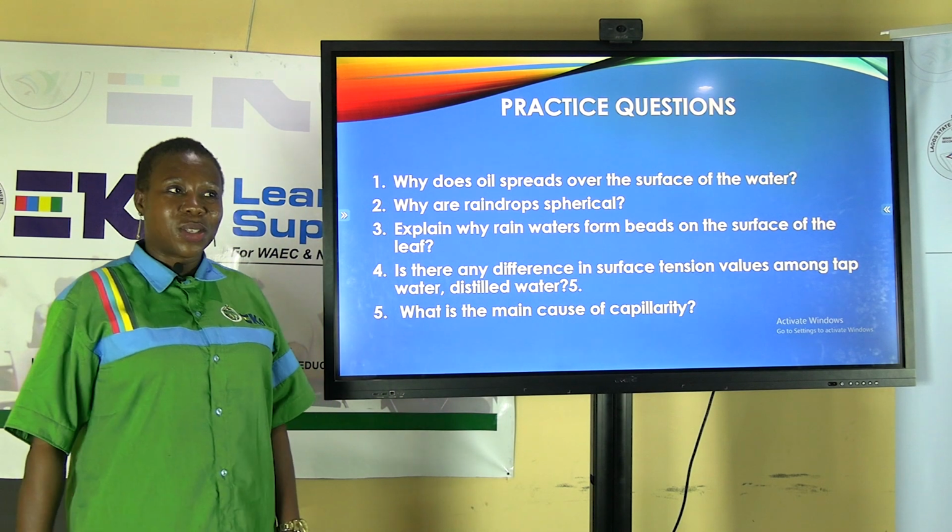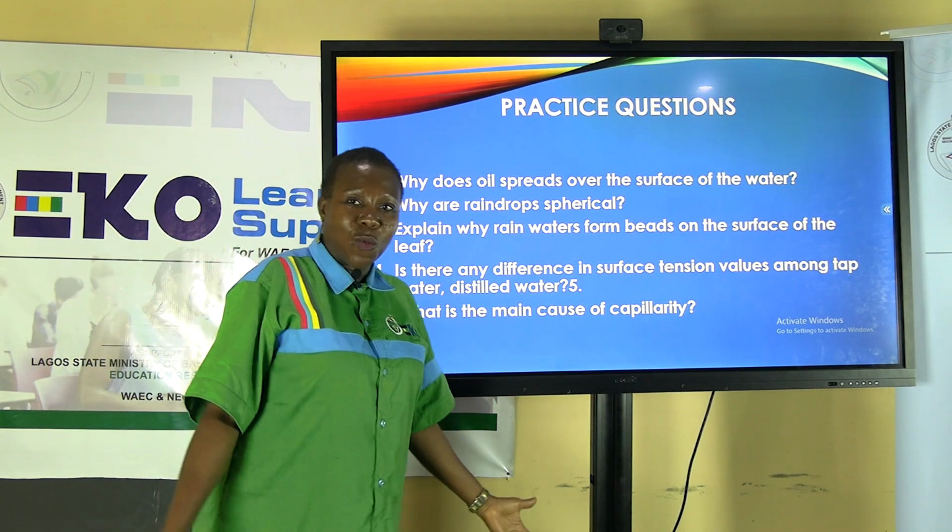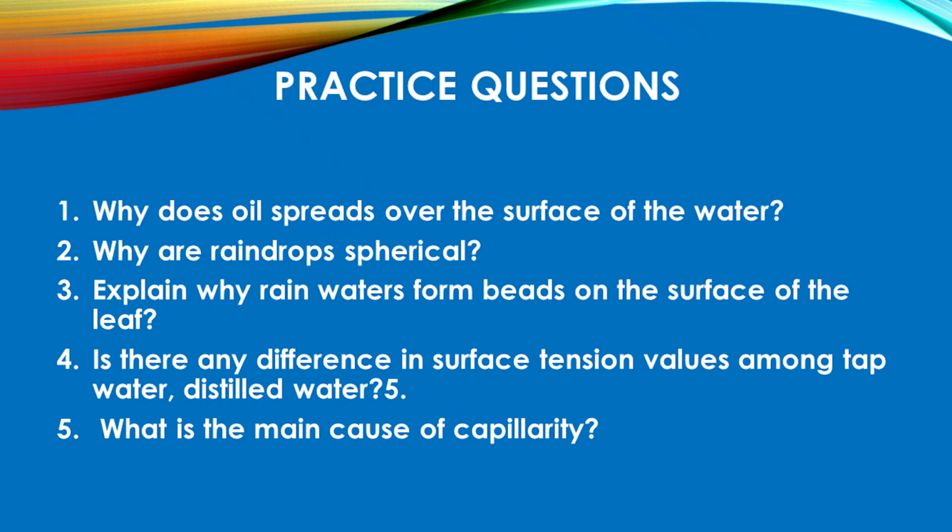That brings us to our practice question. Why does oil spread over the surface of water? Why are raindrops spherical? Explain why rainwater forms beads on the surface of a leaf. Is there any difference in surface tension value between tap water and distilled water? Then what is the main cause of capillarity?